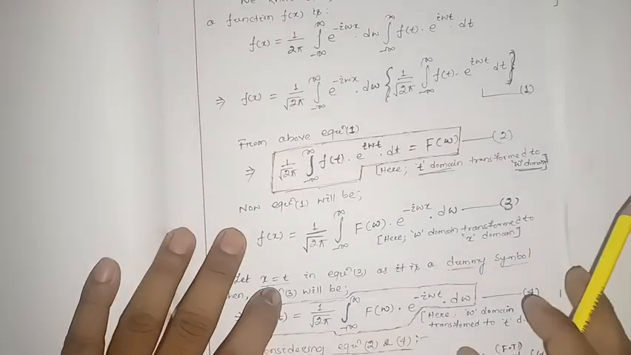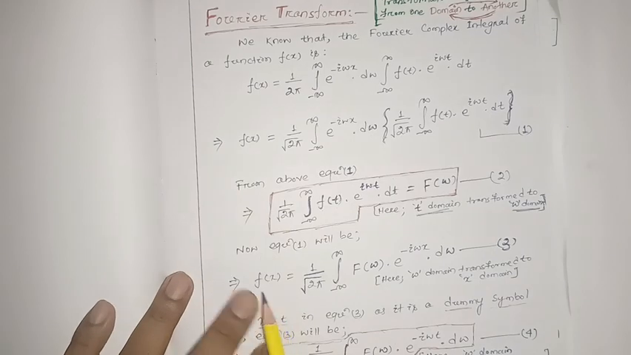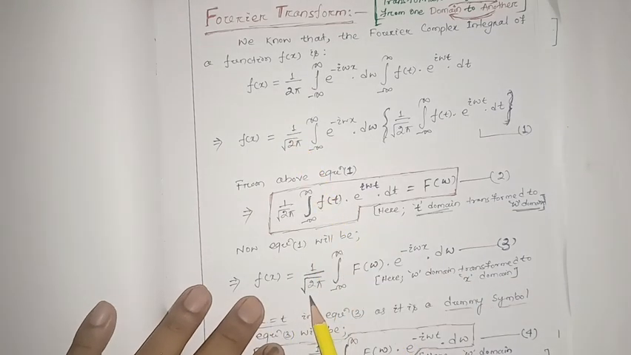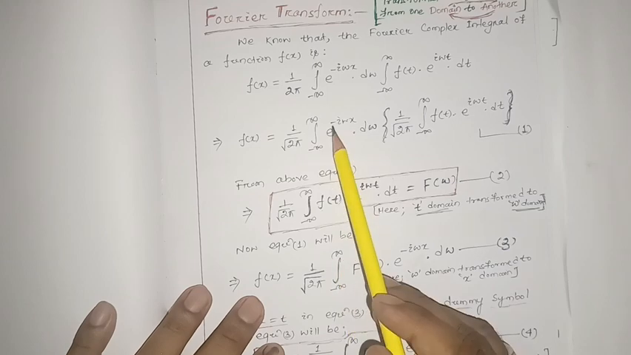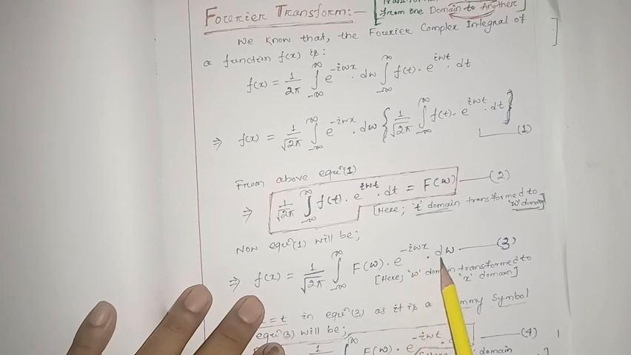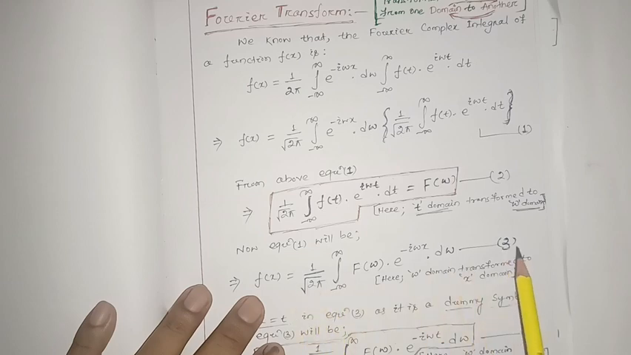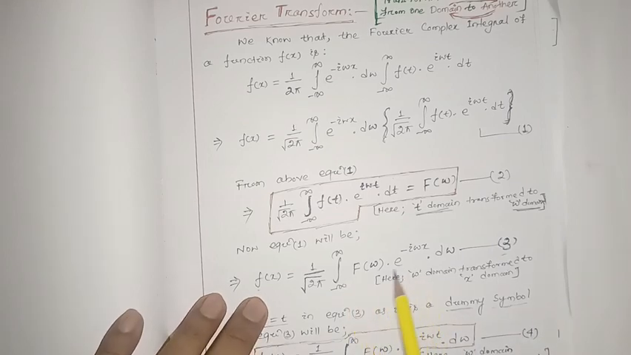Okay, now equation number 1 becomes f(x) equal to 1 by root 2 pi, integral from minus infinity to plus infinity of e to the i omega x d omega, and instead of the inner integral we write capital F of omega. So from this equation number 3, you can understand that this integration is with respect to omega.